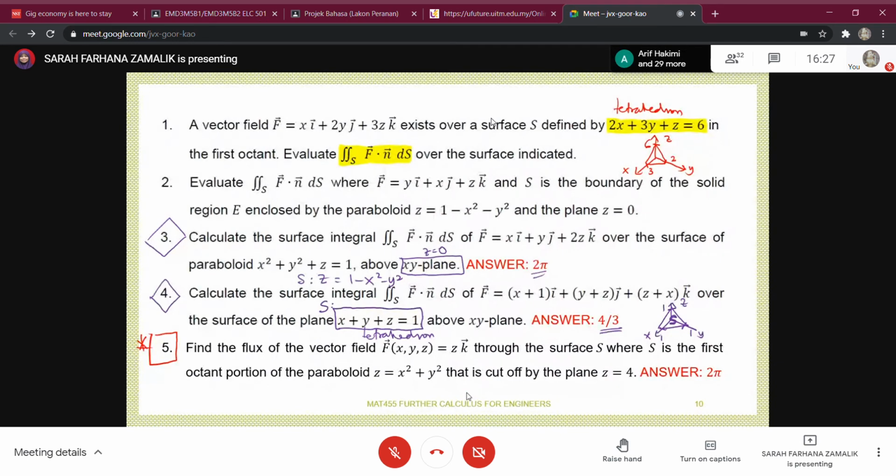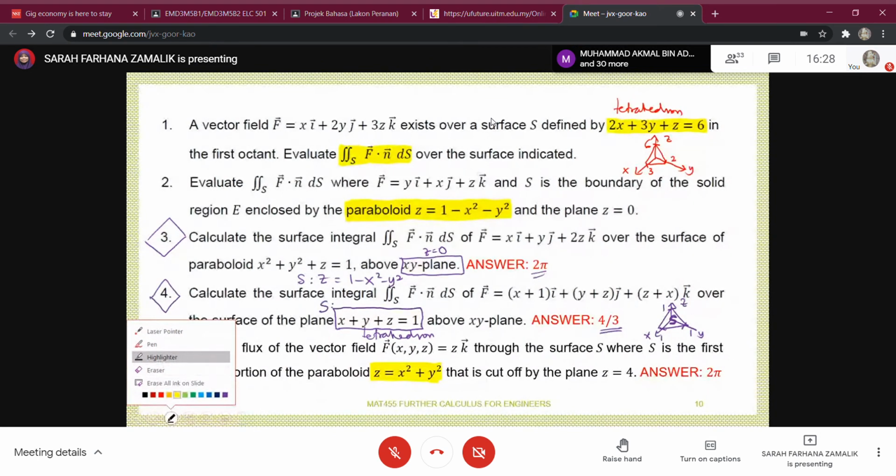So this is a paraboloid, but actually in the first octant. And it is cut off by the plane Z equals to 4. So if you look at the equation of your paraboloid here, what is the difference between this paraboloid and examples 2 and 3 earlier? Try to look at the equation given. Observe. What is the difference from the earlier paraboloid, number 2? Number 2 and number 4, number 3 is the same. What is the difference now with our paraboloid? It doesn't give a radius. Its position is exactly on the Z plane.